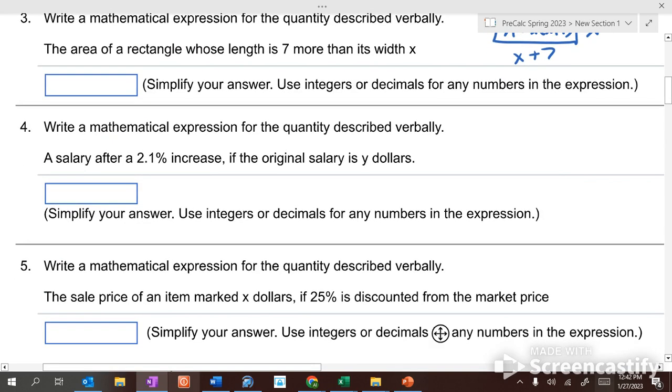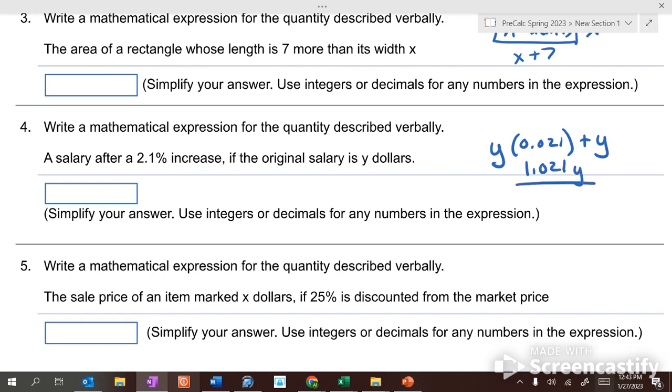Okay? After a salary after a 2.1% increase when the salary is y dollars. Do you take y times 2.1? No. Y times 0.021, right? But that's not your salary. That's just the increase. So then what's your salary? You have to add that on to y. So you could say it's 1.021y. Okay? That's what your new salary is. The 1y plus the 0.021y.